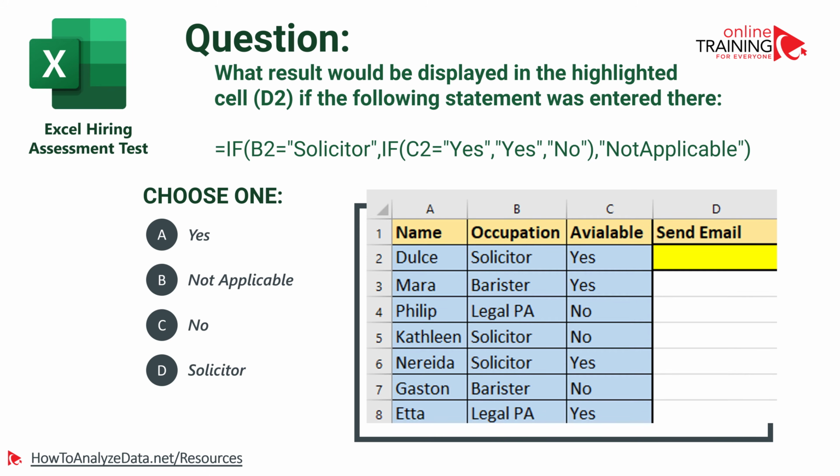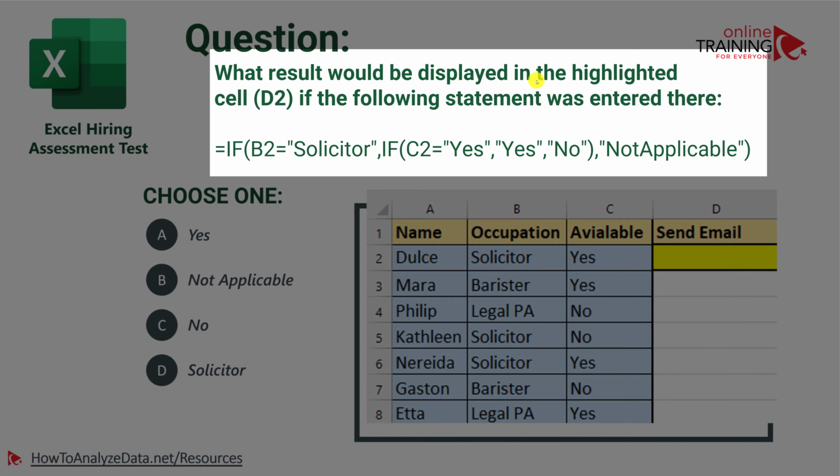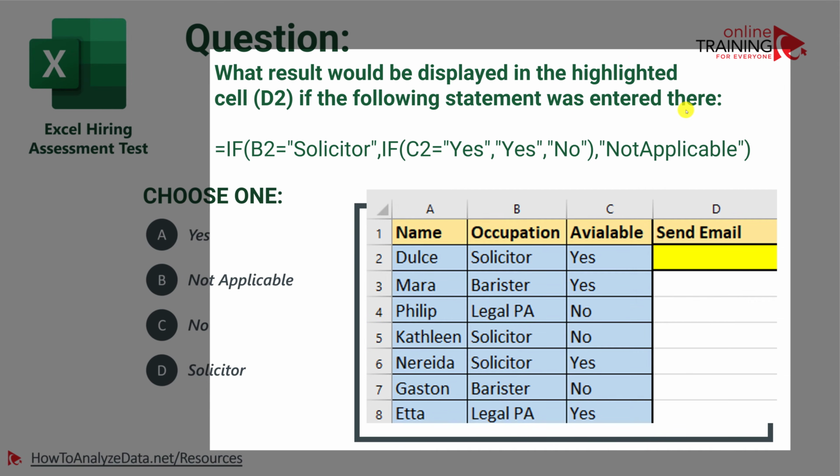Sometimes your knowledge of Excel formulas and functions is tested by presenting you with the specific syntax and asking you what would be the end result of this. What you see on the screen is an example of this type of question. What result would be displayed in the highlighted cell, which is D2, if the following statement was entered there?